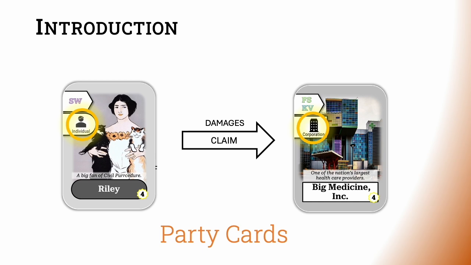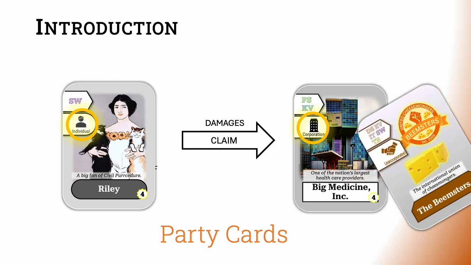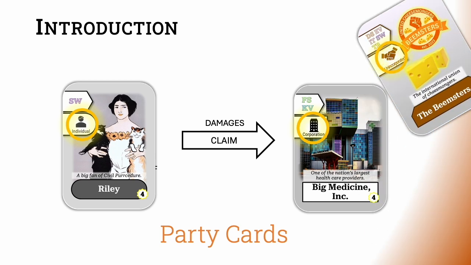Each party card also indicates what kind of party the card represents. Here, Riley is an individual, indicated by the little picture of a person. Big Medicine Incorporated is a corporation, indicated by the building. And there are also unincorporated associations, indicated by the shaking hands, like the Beamsters here.